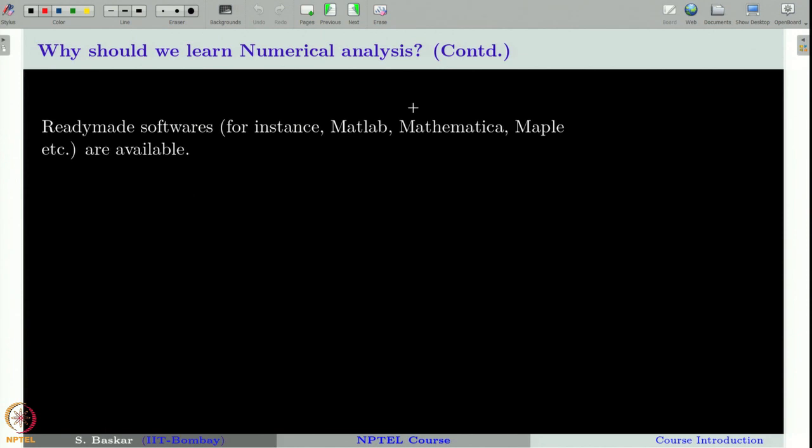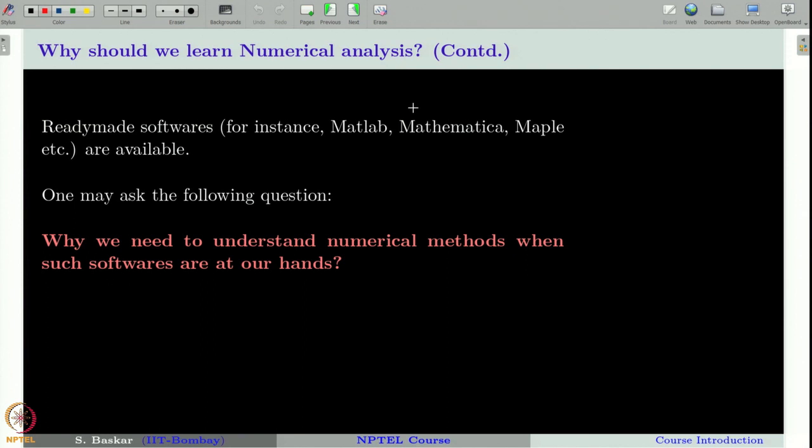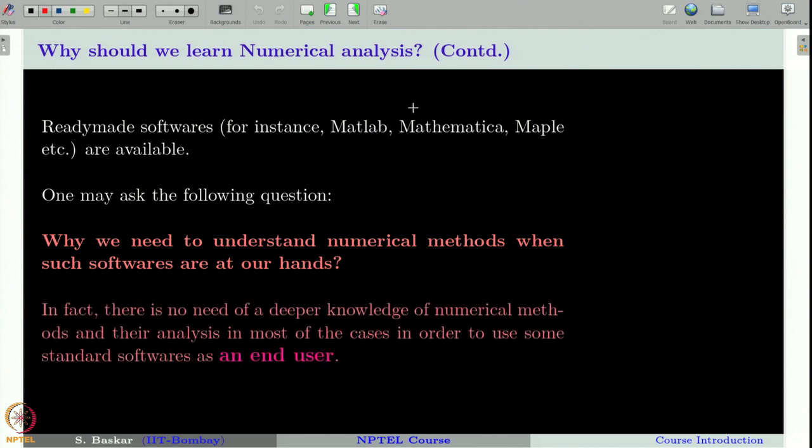Well, there is another question which students generally ask. We know that there are readily available softwares like MATLAB, Mathematica, Maple, and so on, where you can simply use certain simple commands to perform all well-known numerical methods. In fact, in most cases there is no need of a deeper knowledge of these numerical methods and their analysis in order to use such softwares as end users.